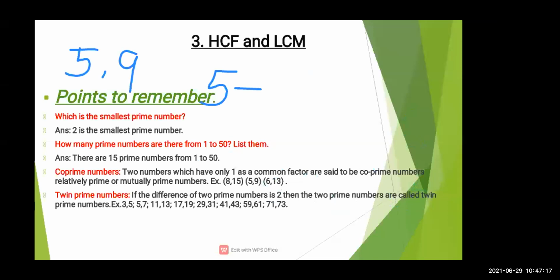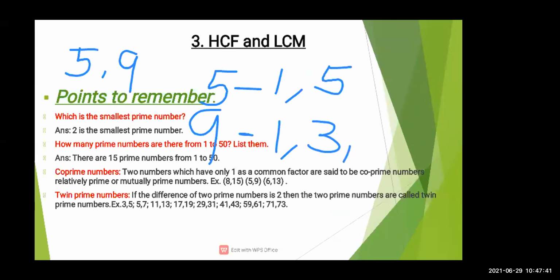5 का factor क्या है? Very good. First हम लोग start करेंगे 1 से. And then उसका खुद का table 5. Very good. Now next, 9. What are the factors of 9? Very good. 1 and another number 3. Very good. 3 के table में भी 9 आता है. Very well. Next, 9. Very well. Next it is coming in the 9 table.